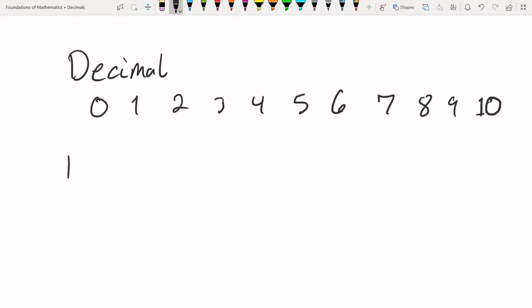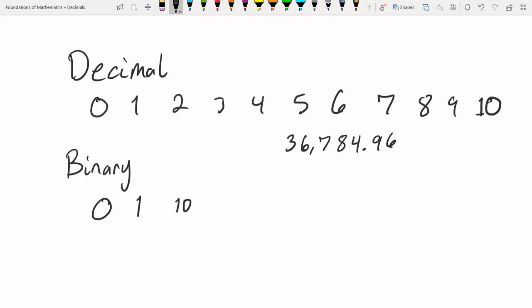Another number system is binary. This is used mostly in computing, and these only have two digits, 0 and 1. When you add 1 onto 1, now we get a new place value. This is where the 1 was, and then we add a 1 to the new place value. So like in decimal numbers, we can have 36,784.96. In binary, we can have 10110.101, something like that, and you can convert between the two of them.